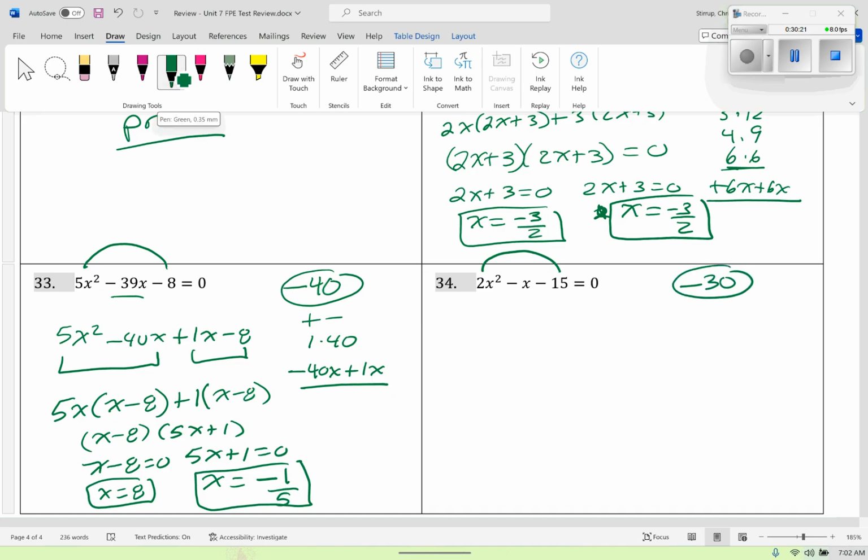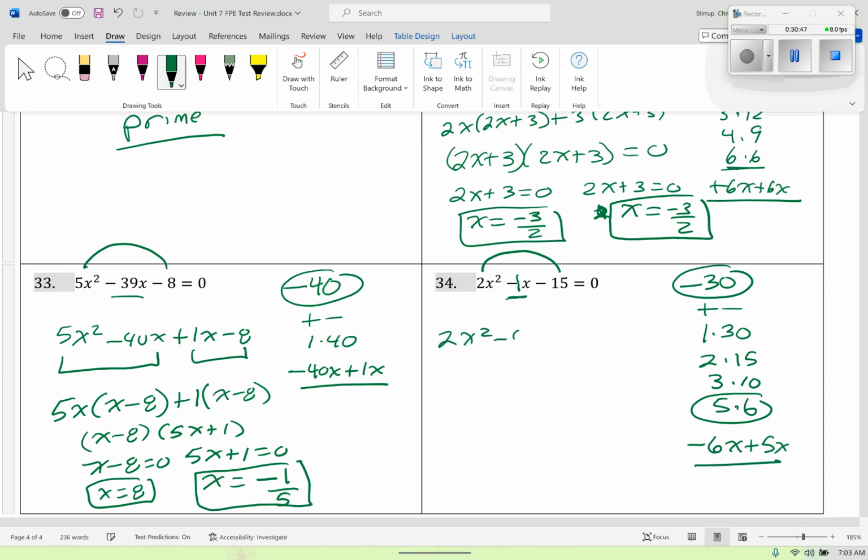In order to get a negative number when multiplying two numbers together, one has to be positive, one has to be negative. So 1 and 30, we're trying to get to negative 1, right? That's not going to work. 2 and 15 doesn't work. 3 and 10 doesn't work. What about 5 and 6? Yeah, 5 and 6, I think are going to work. So I'm going to get negative 6x plus 5x. I'm going to replace that with where the negative 1x is. So I'm going to get 2x squared minus 6x plus 5x minus 15.